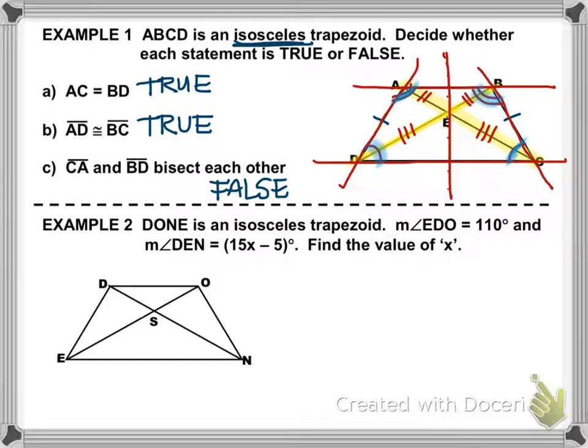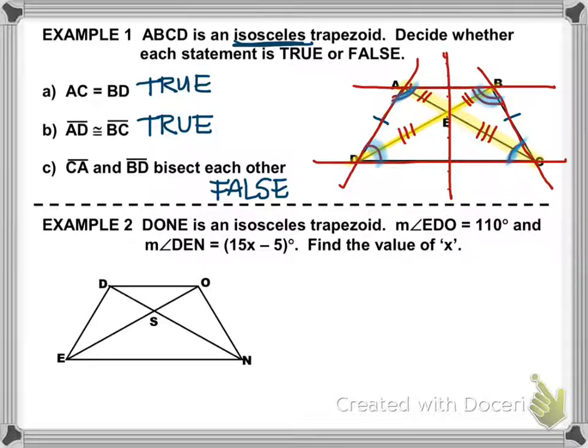So opposite angles are not congruent, but the two upper base angles are congruent, the two lower base angles are congruent, and then an upper with a lower is supplementary. They're going to add up to 180. So those are some of the angle properties of isosceles trapezoids.